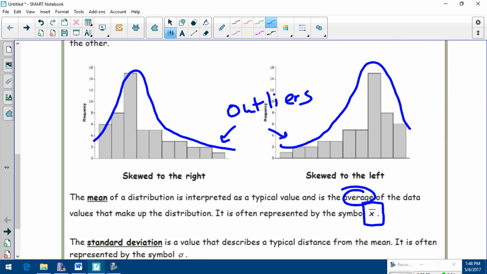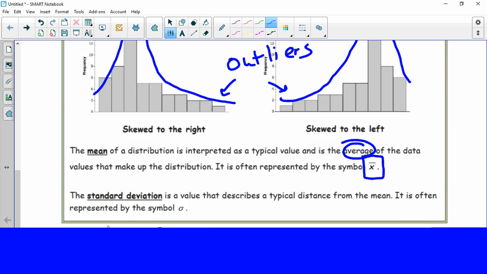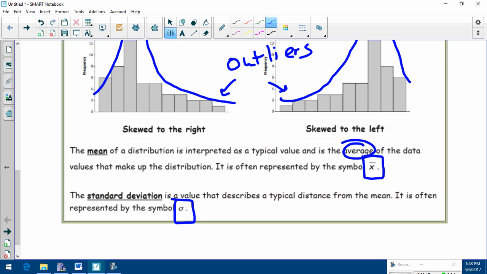And the other big value we're going to be looking a lot at is called the standard deviation. That's a value that describes the typical distance from the mean, on average, how far data is away from the mean. And that's represented by this symbol. That's a Greek lowercase letter sigma there. But whenever you see sigma, you want to think standard deviation.